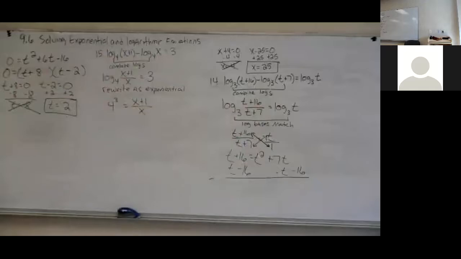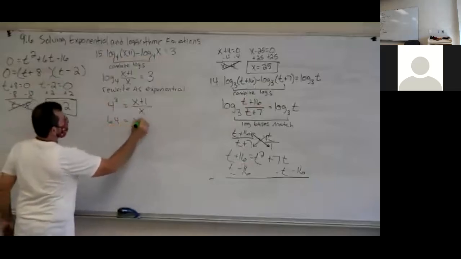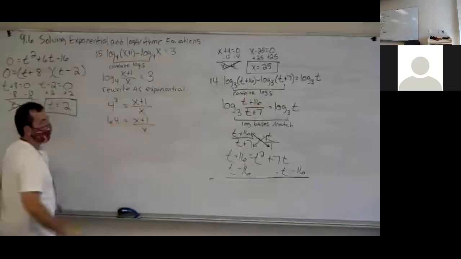So before I do anything, I'm going to figure out what 4 to the third power equals. So that'd be 4 times 4 times 4. 64. So 64 equals x plus 1 over x.